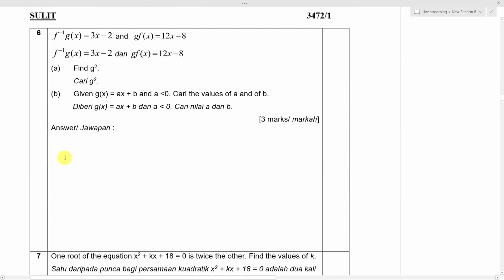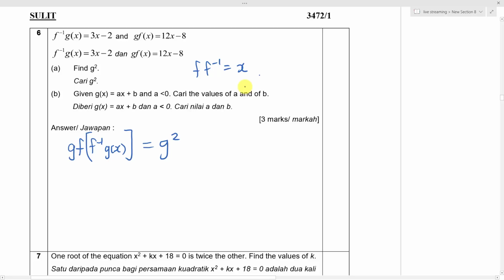Okay, so next one. They ask us to find g². So what I understand is I substitute the f inverse g into the gf. That means I substitute the whole thing into here. Actually, I am getting g squared. You just imagine when f multiplies with f inverse, you will get the identity matrix. So f multiplied by f inverse will give you I, right? Or it will give you 1. Or actually, it will give you x. It will give you x.